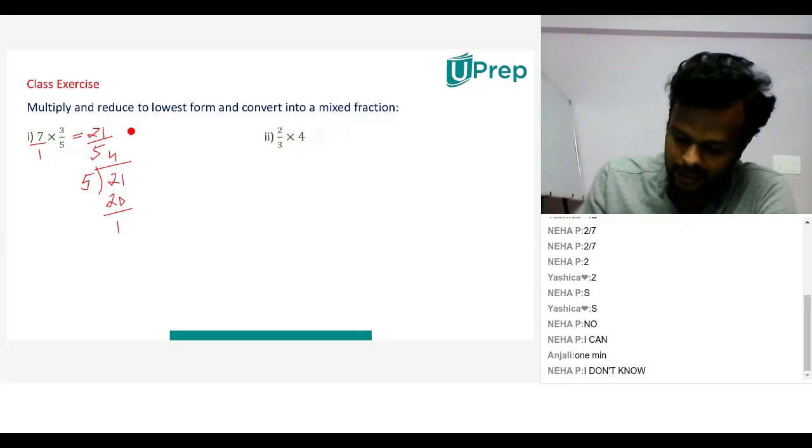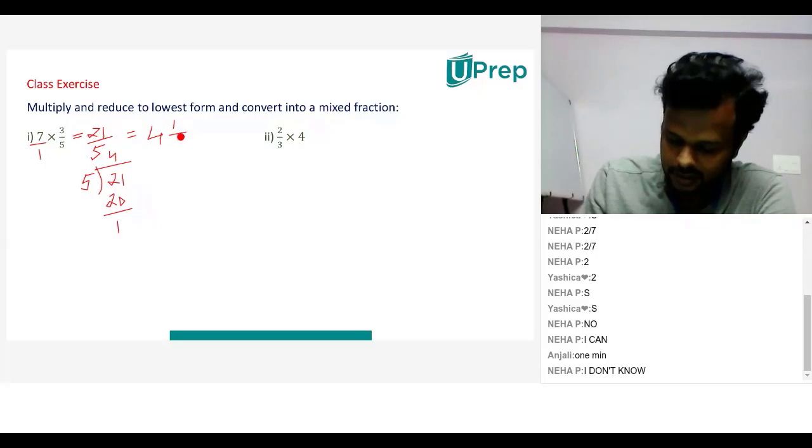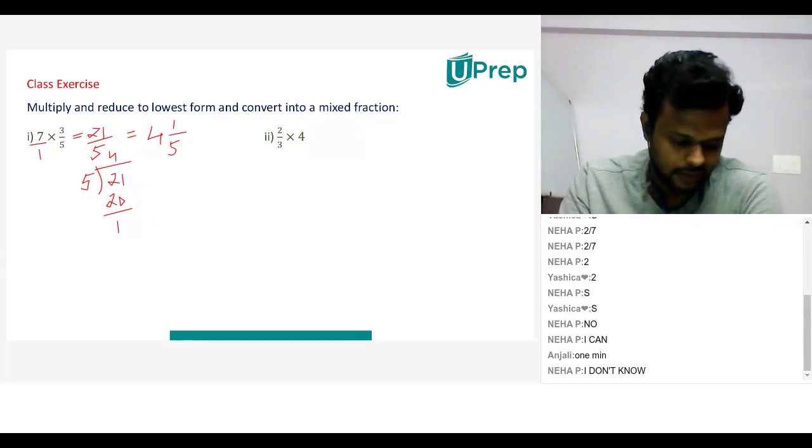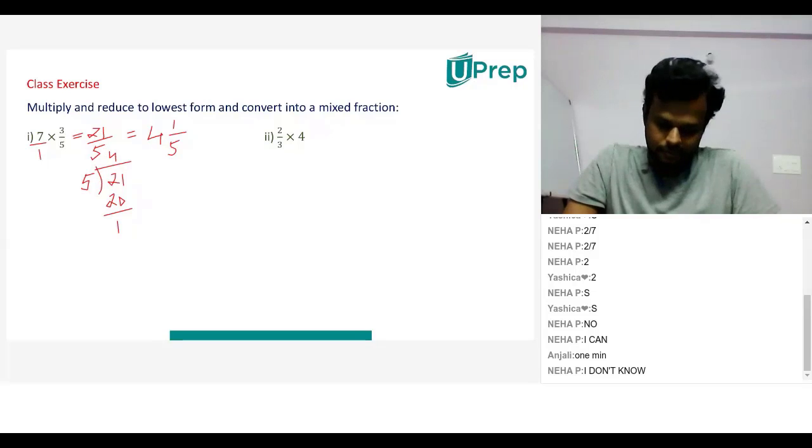Now, children, how do we write this? 21 by 5 is nothing but 4 as the quotient. As I told you in the previous class, 1 is the remainder, and 5 is the divisor. So, children, can you try the second one now? This is how we do it.